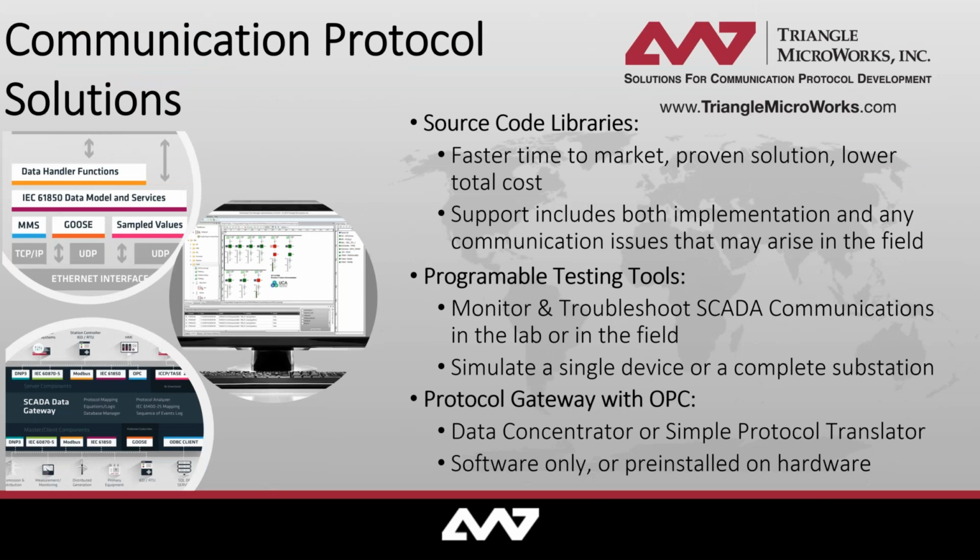The products we offer all support the standard SCADA protocols and fall into 3 categories. First category is source code libraries. We license source code directly to manufacturers for use in their devices and systems. This allows for a much faster time to market and greatly reduces their cost and development time. Licensing a source code library also includes support for your implementation and any issues that may arise in the field.